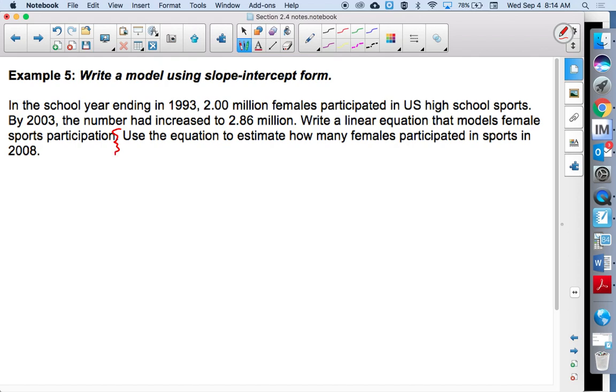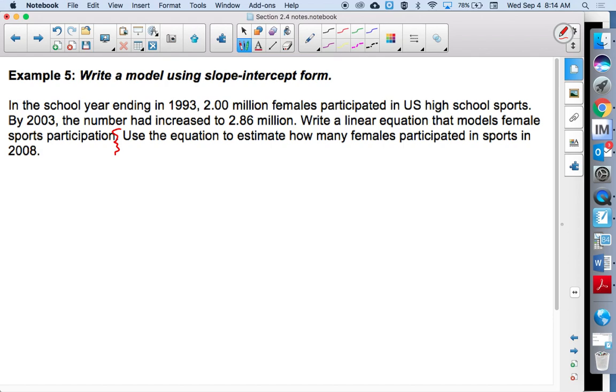Kind of stop there. The years really are kind of arbitrary. The number does not matter, that 1993. We could put any number in there, really. But 1993 is the initial year. We are not going to use 1993 in the problem because it's a year, it's not a numerical value.